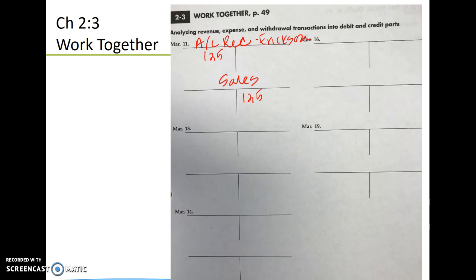Our next transaction is received cash from sales, $250. What 2 accounts were affected? You should say your cash and your sales. How is each account classified? Cash is an asset, sales is owner's equity. You have to determine how each classification is changed. Are they increasing? Are they decreasing? In this case, you received cash, so it is increasing. So you're going to debit cash $250 and you're going to credit your sales $250.